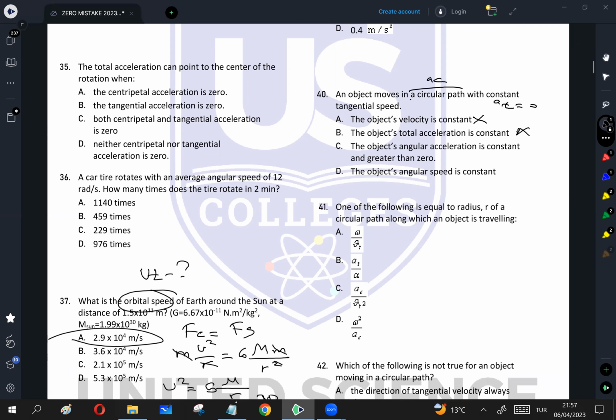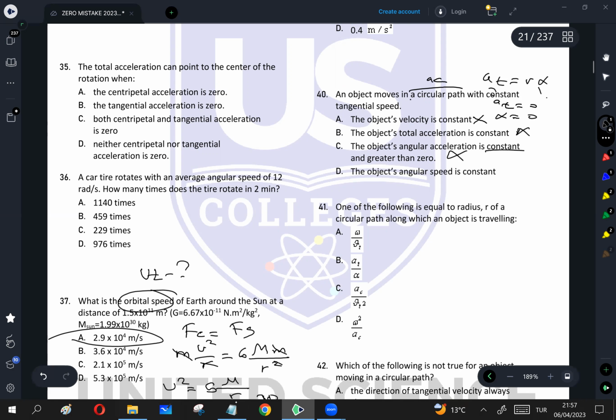Object's angular acceleration is constant and greater than zero? If a_t is zero, alpha must be zero because a_t and alpha are directly proportional. If one of them is zero, the other one is zero. It is not constant and greater than zero, it's zero. This is also not correct. The object's angular speed is constant? If the tangential speed is constant, angular speed is also constant because tangential speed is equal to R times omega. If one of them is constant, the other one is also constant. This is the correct answer.